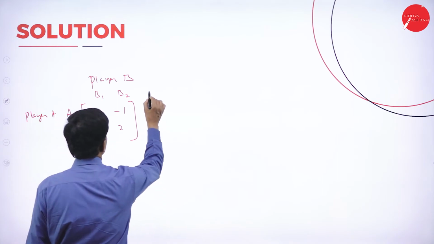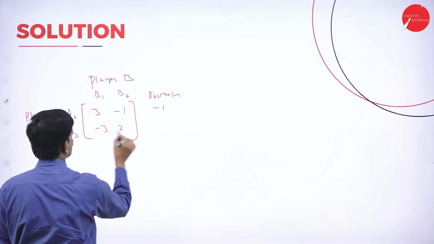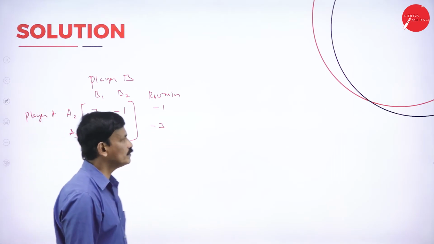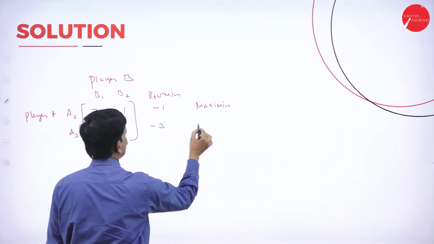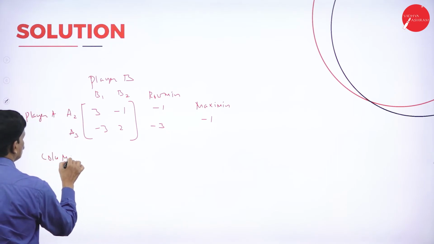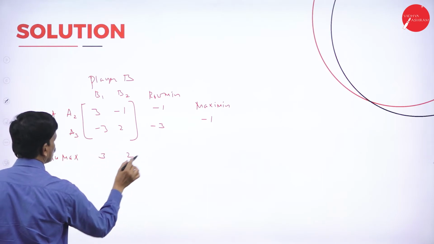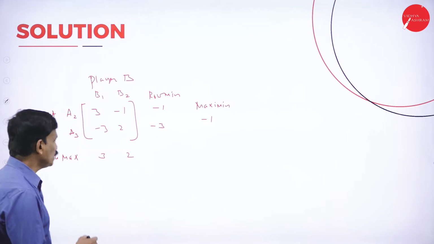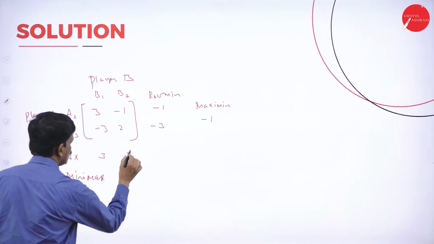Now, find out the row minima. The row minimum values are minus 1 and minus 3. Find out the maximum value among these row minima. So the maximin is minus 1. Similarly, find out the column maxima. The maximum values are plus 3 and plus 2. Find out the minimum value among these maxima, which is 2.